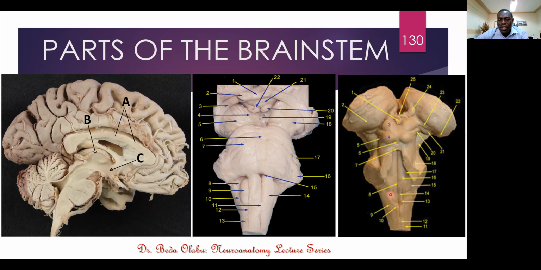Dorsally, whether we are looking at pons or medulla oblongata, we just see this region here, which is the floor of the 4th ventricle. This is the 4th ventricle. So we see the floor of the 4th ventricle, with the upper part corresponding to pons, and the lower part corresponding to the medulla oblongata. So that is the basic gross anatomy of the brainstem.